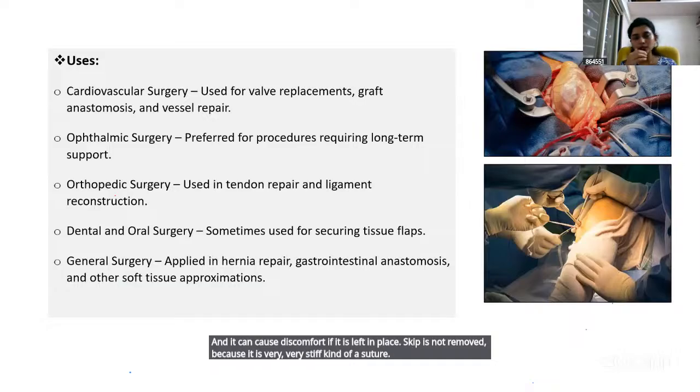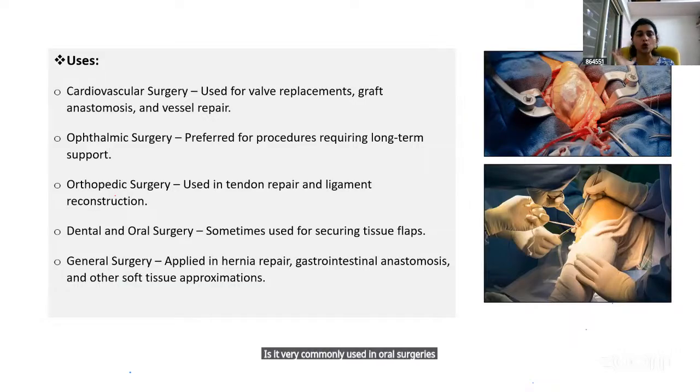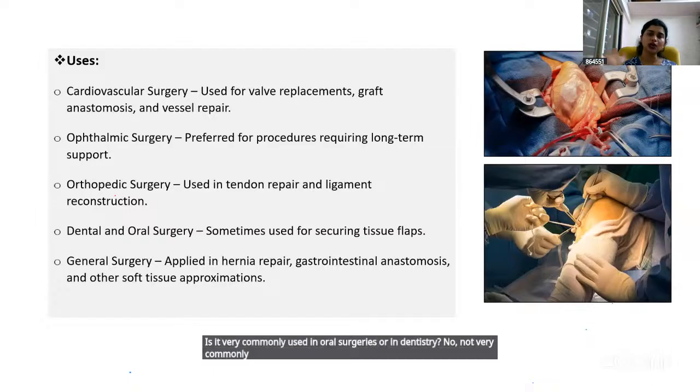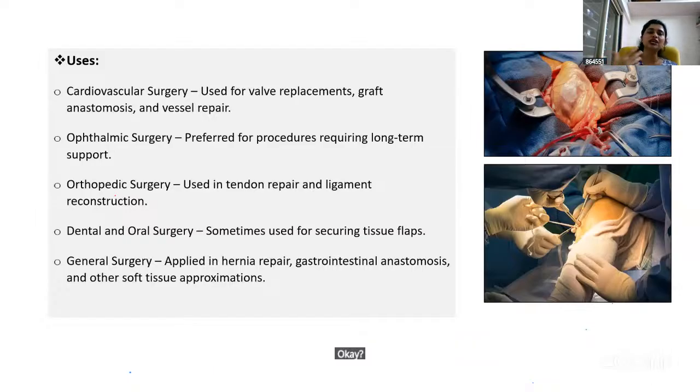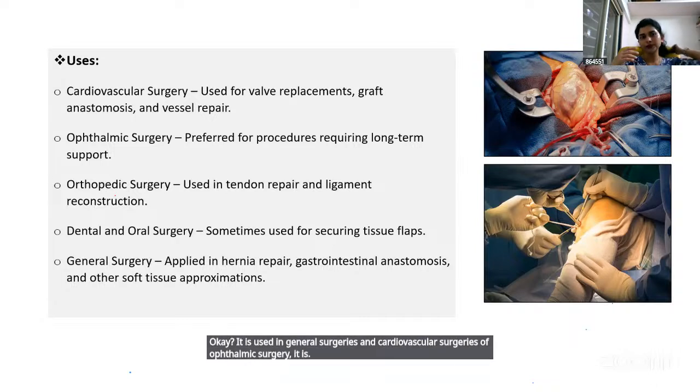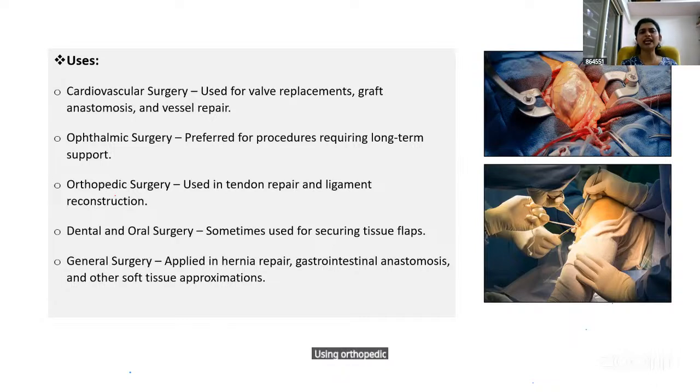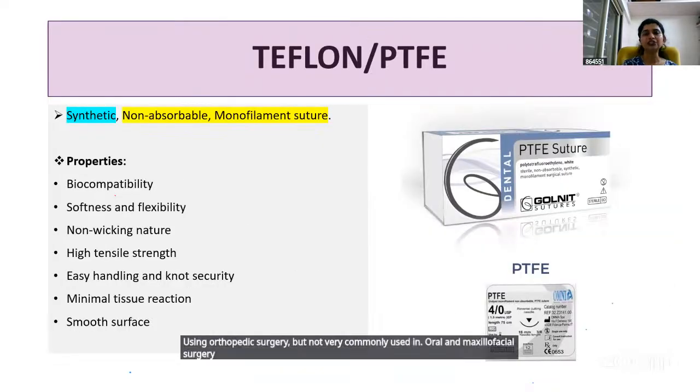Is it very commonly used in oral surgeries or in dentistry? No, not very commonly used in oral surgery or in dentistry. It is used in general surgeries, cardiovascular surgeries, ophthalmic surgery, and orthopedic surgery, but not very commonly used in oral and maxillofacial surgery or dentistry in general.